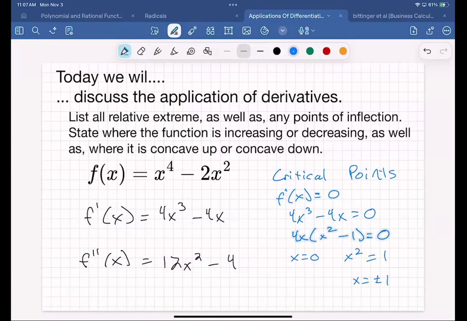You can continue to factor that. I just did a quick square root. So don't forget when you do square roots to put your plus or minus sign. So as far as critical points, we have -1, 0, and 1.